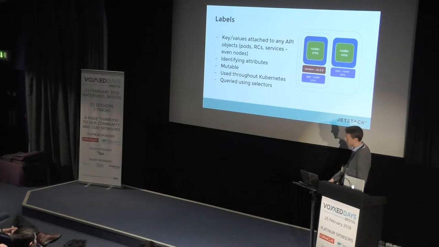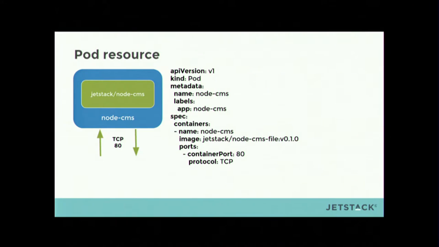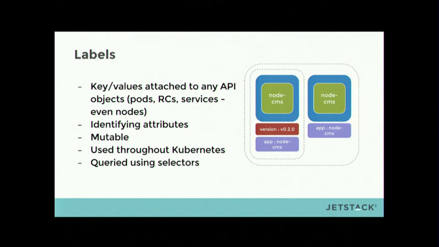So we've got labels. Labels are absolutely important. Labels are used pretty much everywhere. In fairness, you might get sick of them because they do repeat quite often, but in some cases for good reason. So what I can effectively do here is take keys and values and attach them to any API object. I can do it to pods, replication controllers, services. This is so I can find it again. Or, I say me as a user, but also an application can find it again. And also so it can be used internally as well.